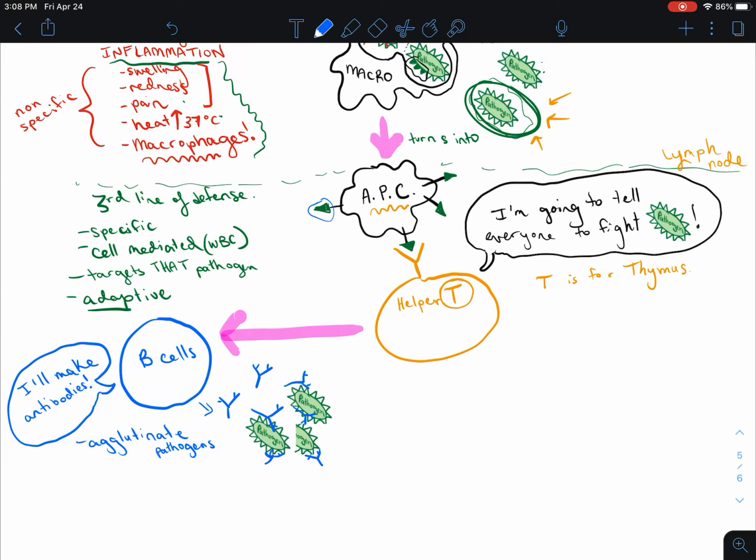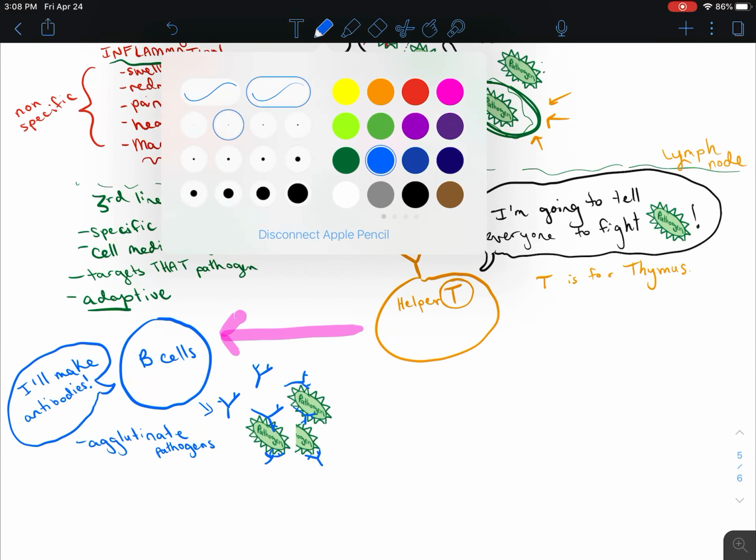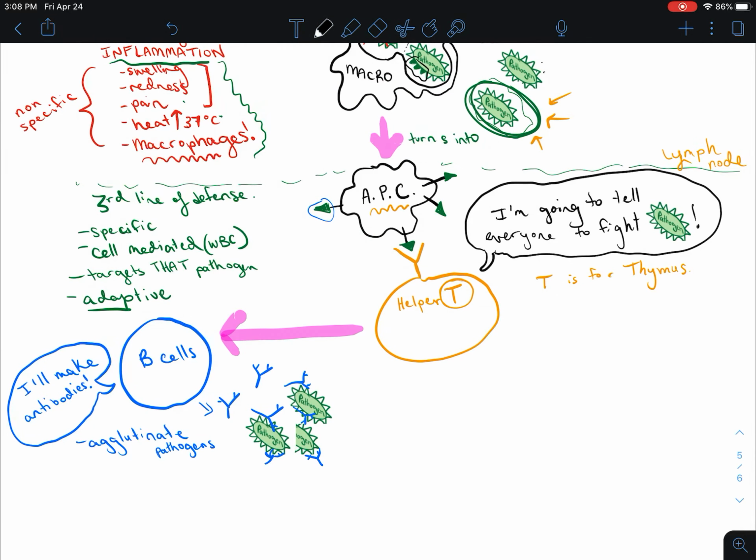The clumping makes it easier for a macrophage to come in and gobble them up because they're all in one location. It doesn't have to hunt around for them anymore. So I'm going to draw the macrophage coming in here to eat this nice clump.